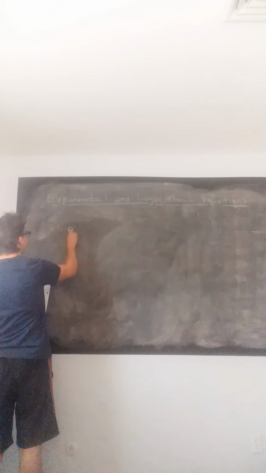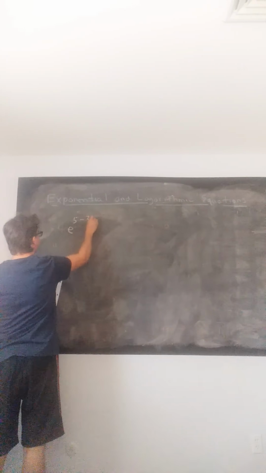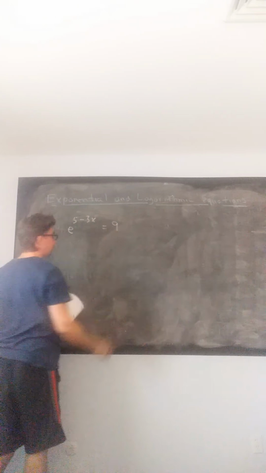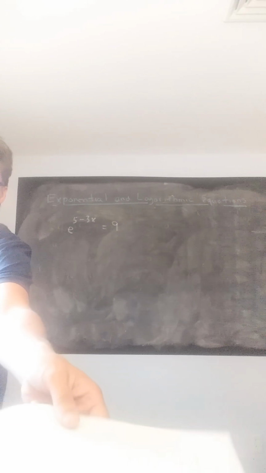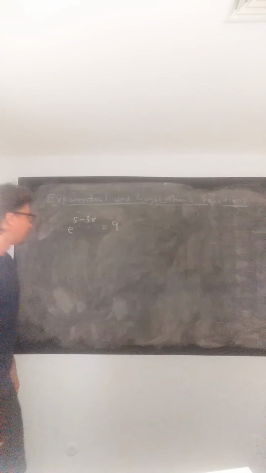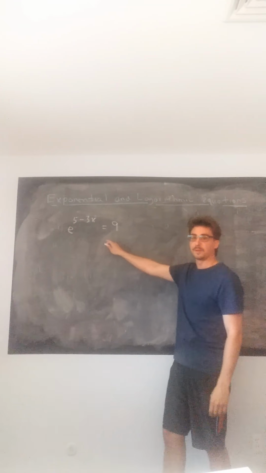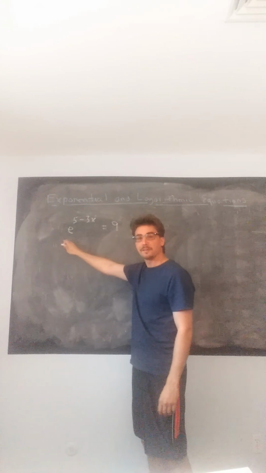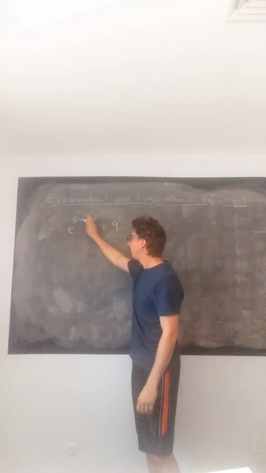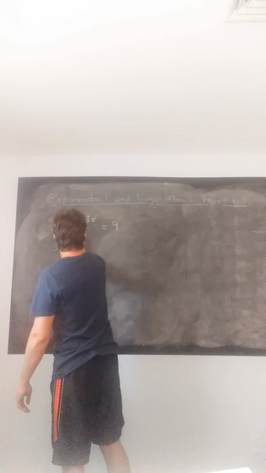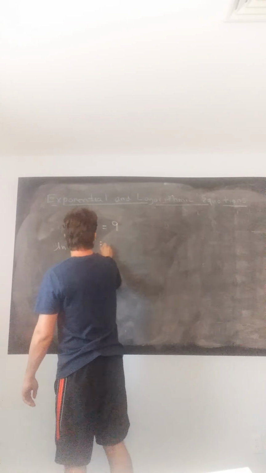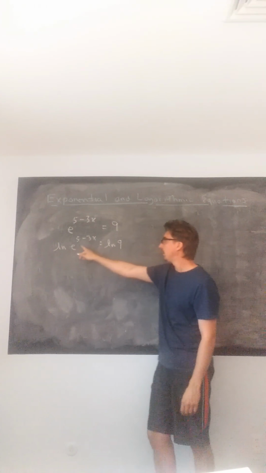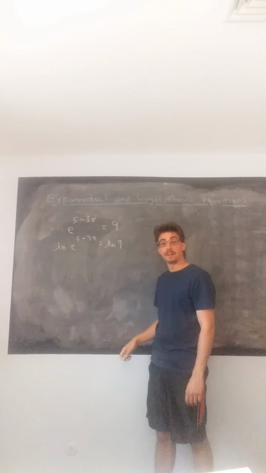So I want to start off with looking at an equation like this one. e to the 5 minus 3x power equals 9. Now, how do we handle one like this? Well, if you remember from the video from yesterday, if you have a base e, what we should do is take the ln of both sides, because the ln will free this exponent to come down in front. So let's take the ln of both sides. So you have ln of e to the 5 minus 3x equals ln of 9.